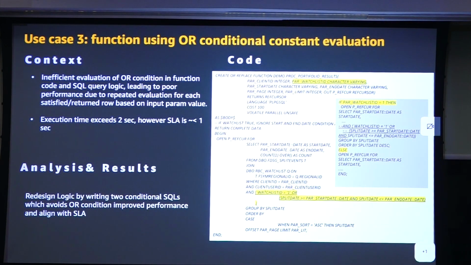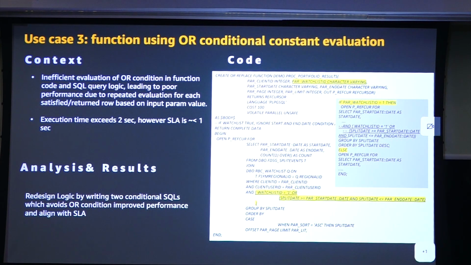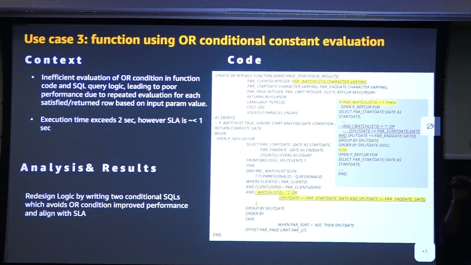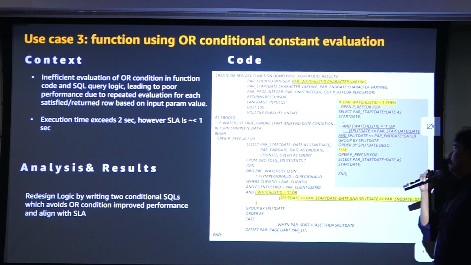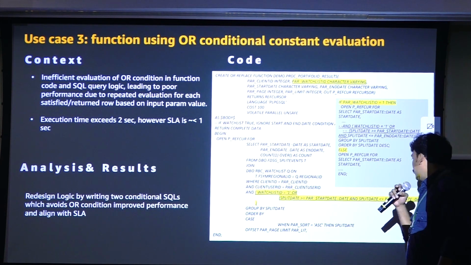The third use case: a function with redundant conditional constant evaluation. This is basically simple. Whenever you get a performance issue, if you understand the business logic and application logic, there are simple ways you can resolve the problem. If you look at the function, it is passing a parameter with a constant. If you see the cursor logic, there is a cursor which checks that parameter. If it is 1, then get the result. If it is not equal to 1, it is applying the date conditions.